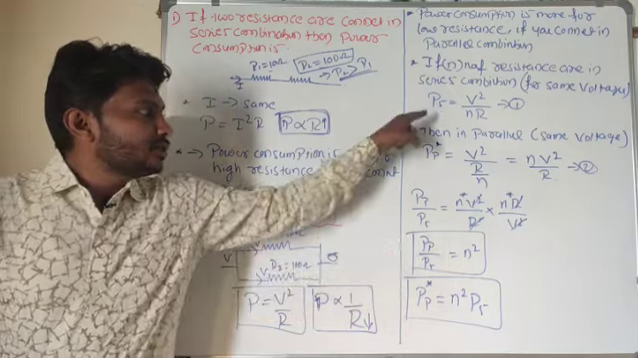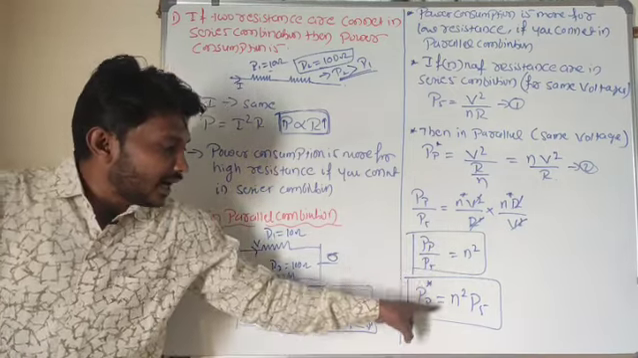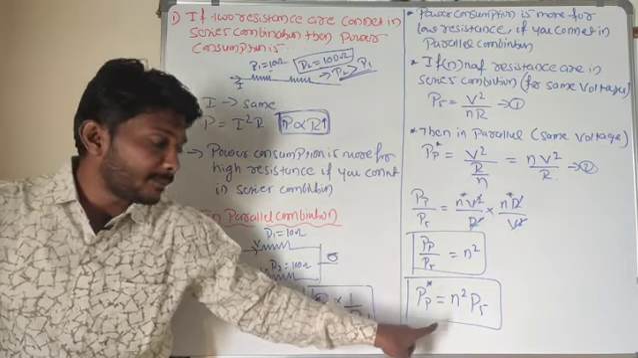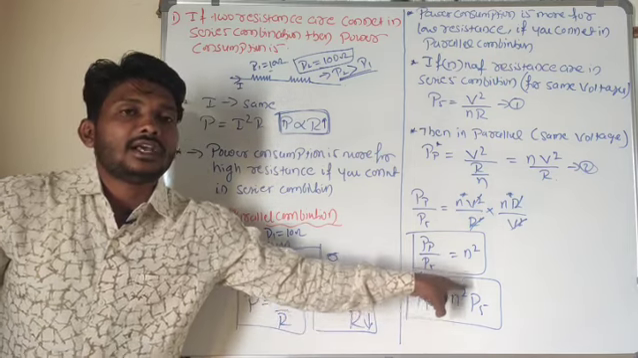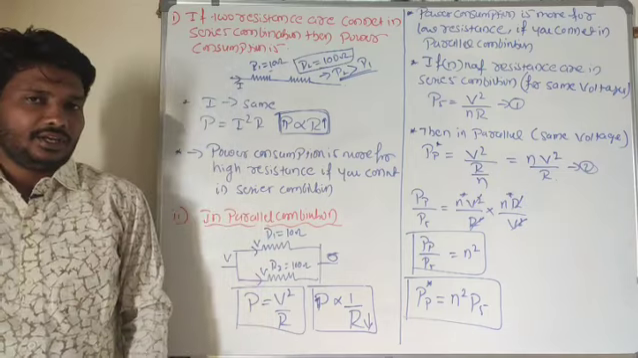Here, power consumption in case of parallel to that of series is equal to n square. And I can say it another way: if n number of resistors are connected in parallel combination, power consumption in parallel combination is equal to n square times the power consumption in series combination.